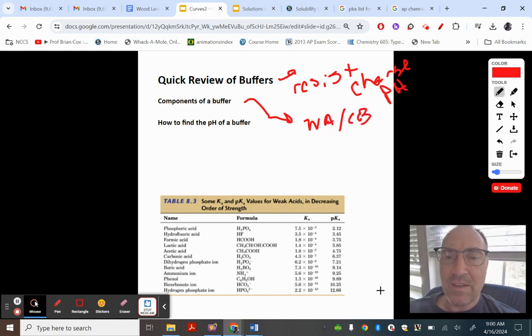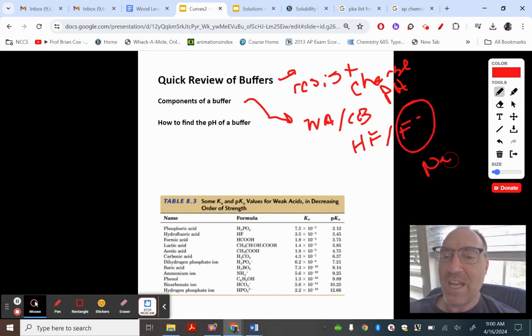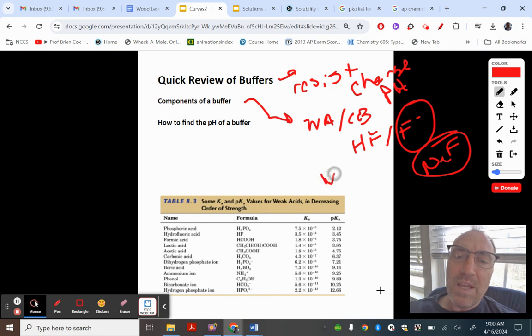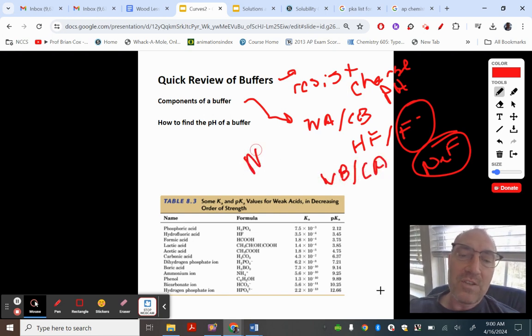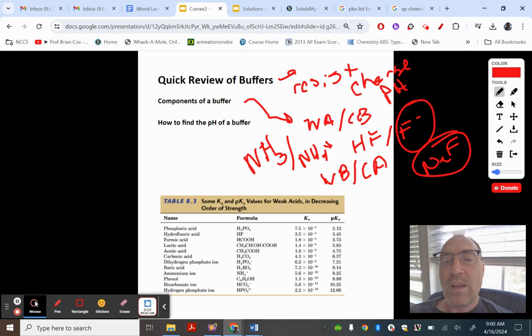Okay, so something like HF, which is a weak acid, and F minus. And usually this F minus comes in the form of NaF because Na is always a spectator, right? Or you can have a weak base and its conjugate acid. So this is a really good one too. You could have NH3, which is a weak base, remember, ammonia, and NH4 plus is its conjugate acid.